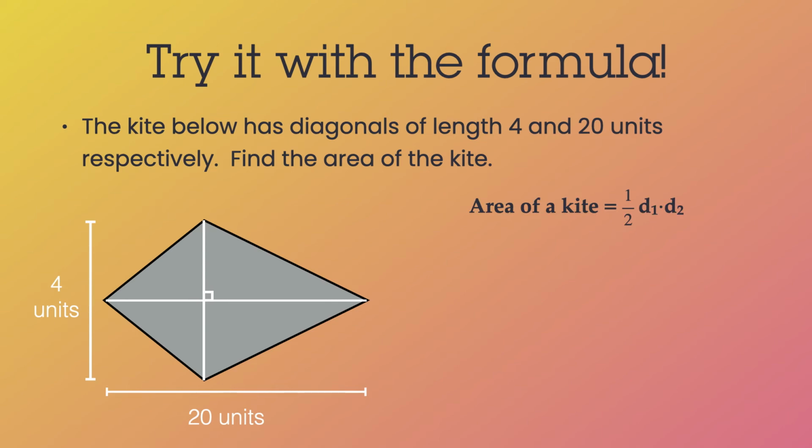Area of a kite equals 1/2 D1 times D2. Now the D's are just the diagonals, and it told us in the text part of the problem and in the picture that our diagonals are 4 and 20. So let's go ahead and plug those in. So we have area equals 1/2 times 4 times 20. Now it doesn't actually matter which one is diagonal 1 and which one's diagonal 2. We could write this as 1/2 times 20 times 4. We're going to get the same answer either way.